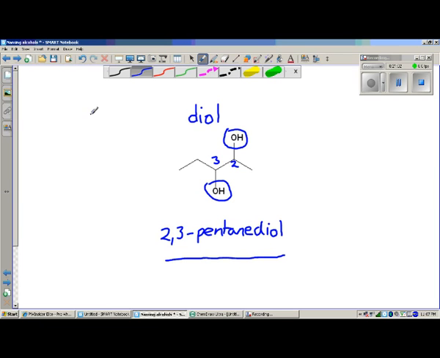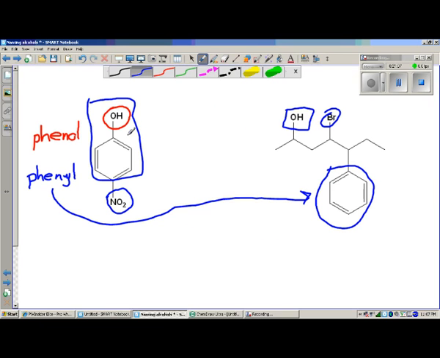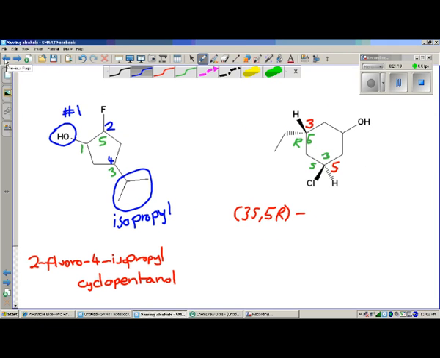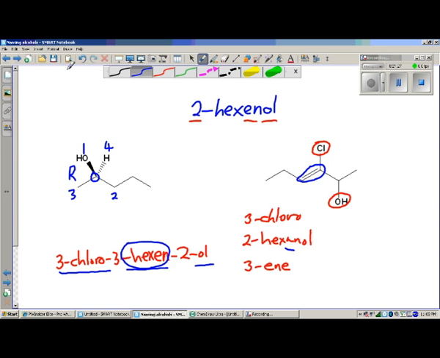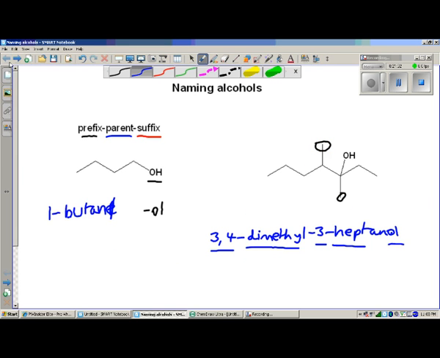All right, so let's just summarize here. We have figured out how to name diols. We've figured out how to name aromatic alcohols and the difference between phenol and phenyl. Phenyl, of course, being benzene as a substituent. We have also talked about cyclic alcohols, how to name those. We've talked about relatively complex alcohols with double bonds in them, alcohols with stereochemistry, and then we talked about some basics too. And that, in a nutshell, is how we name alcohols.